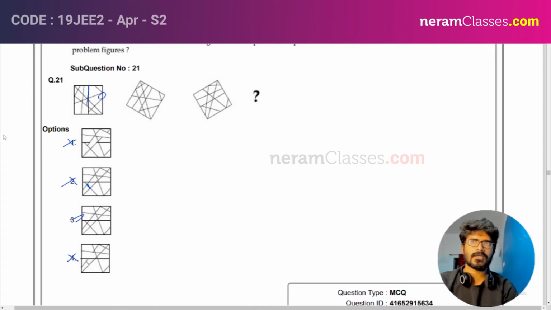Option 3 is the correct answer for this. So it's rotating, and again it will be horizontal.